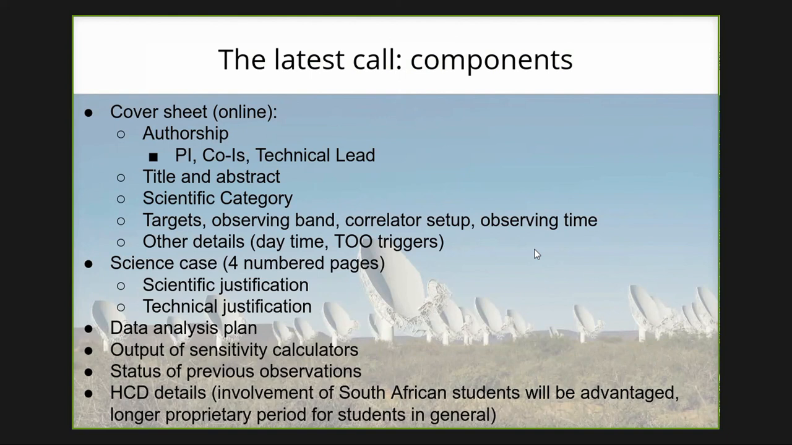I think I'll go over this pretty quickly. So the components of the latest call were, I have basically laid out in my general description that I gave before. So you had a cover sheet where you define author, title, and abstract in the scientific category of your proposal. You had to specify the targets and other details. Then the science case was 4 numbered pages.